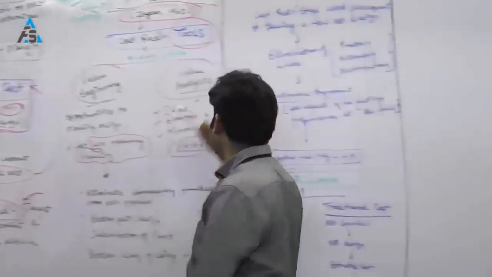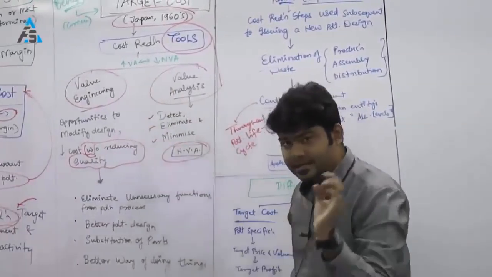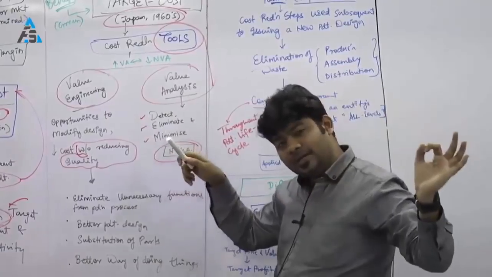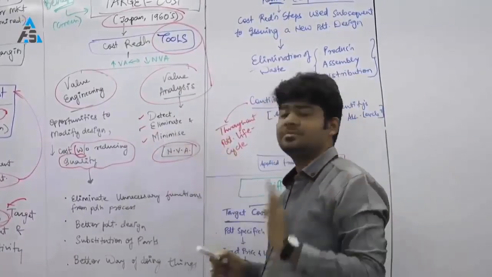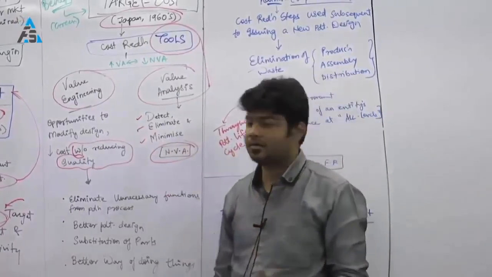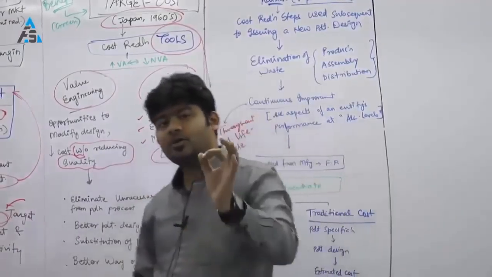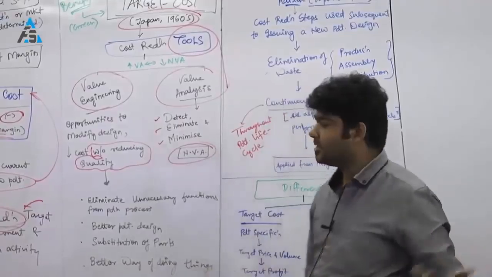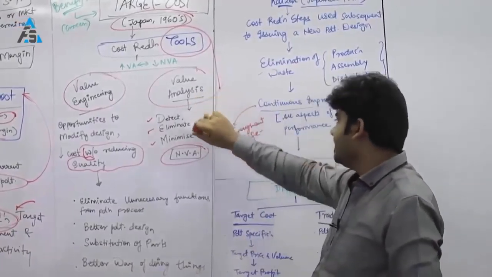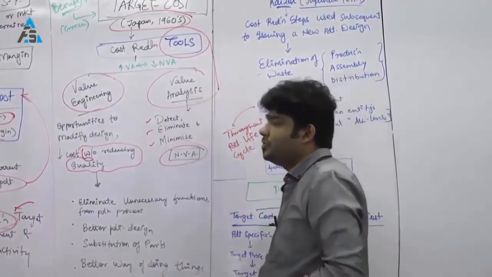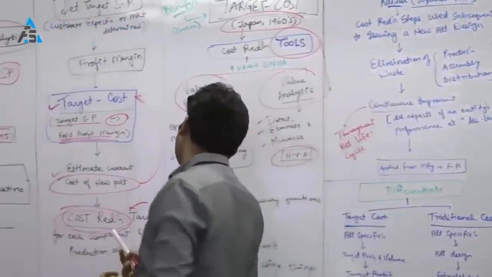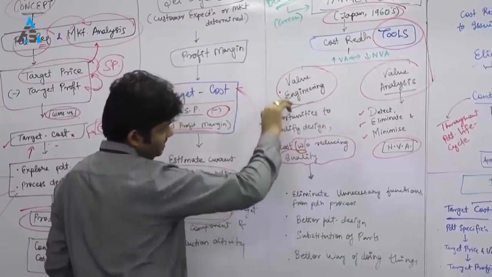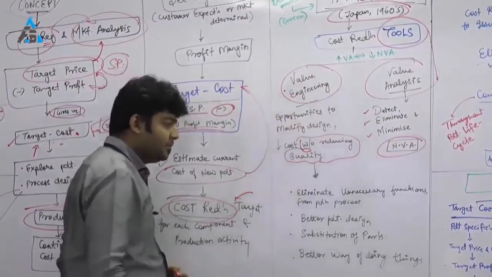So, value analysis will be done, wherein you will detect the NVA and try to eliminate it. If you cannot eliminate, at least minimize, because non-value added activities are not going to result in increased customer satisfaction or for that matter increased profit. So, detect, eliminate and minimize NVA, that you are going to do through value analysis. And as far as quality of the product is concerned, that is to be improved while reducing cost, which will be done through value engineering.